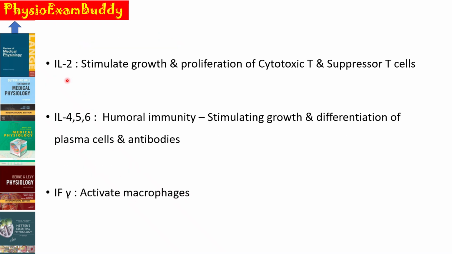Out of these, interleukin 2 stimulates the growth and proliferation of cytotoxic T cells as well as suppressor T cells. Whereas interleukin 4, 5 and 6 are related to humoral immunity, because these three stimulate the growth and differentiation of plasma cells and antibodies, which is related to humoral immunity. Whereas interferon gamma will activate the macrophages.